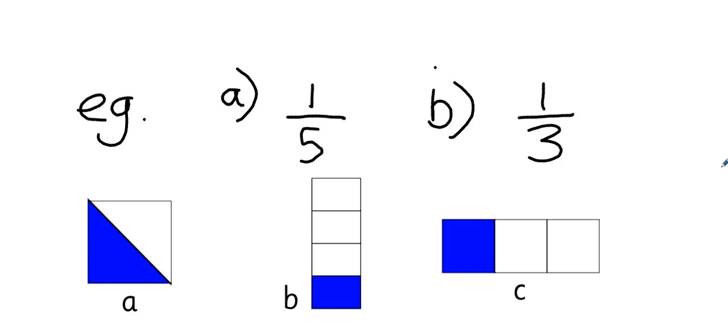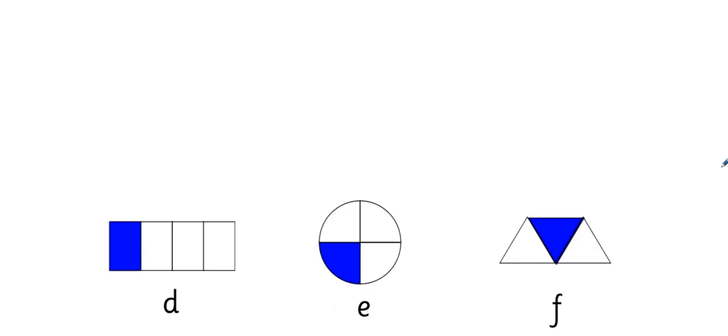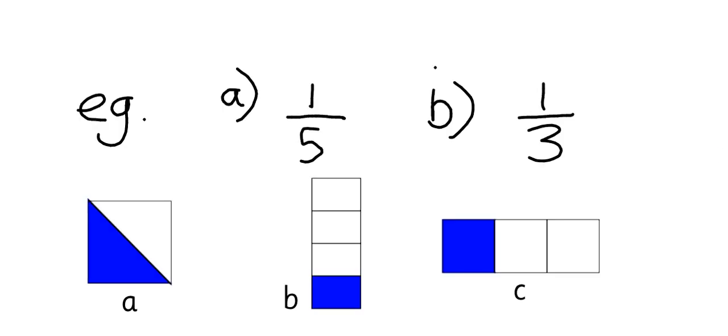I'm going to move on to the next 3 examples. D, E, and F. Once you've finished D, E, and F, I'm going to go back to A, B, and C so we can mark them together. Okay, I'm going back to A, B, and C to write the answers.